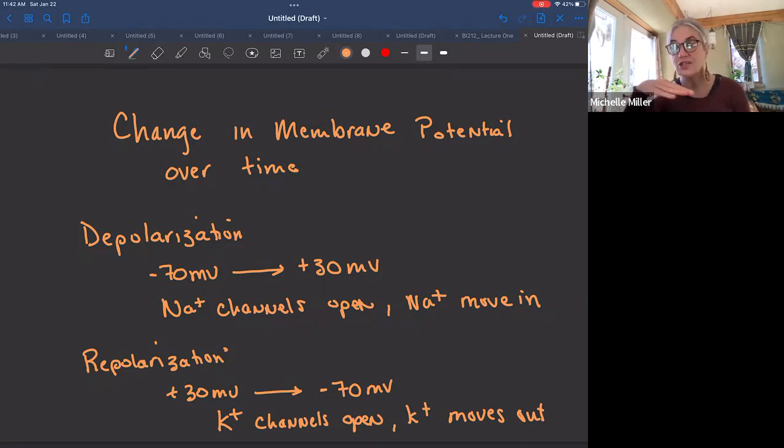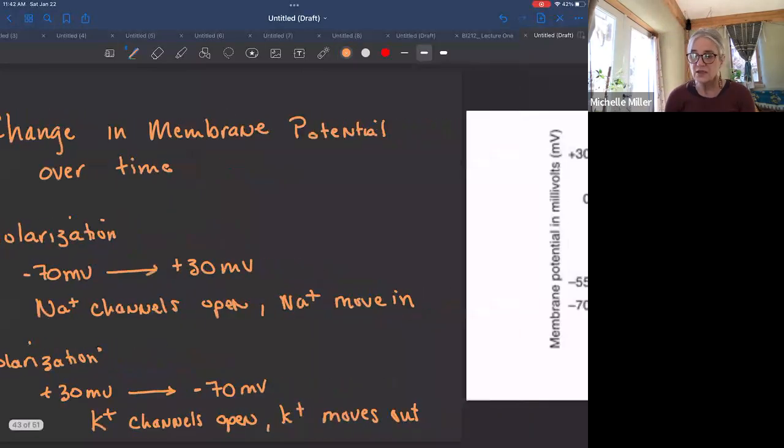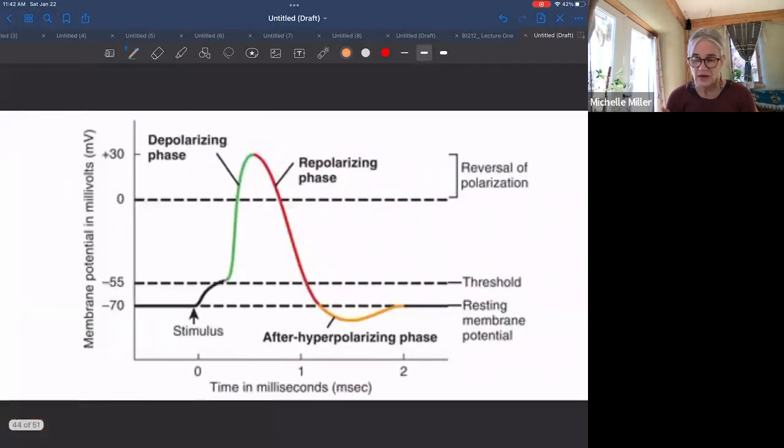So the negative charge is stuck. It's a negatively charged molecules that are stuck inside of the neuron. So this entering and exiting of the positive charge is what actually causes the change in the membrane potential. So let's look at this diagram right here, and let's talk about this threshold.